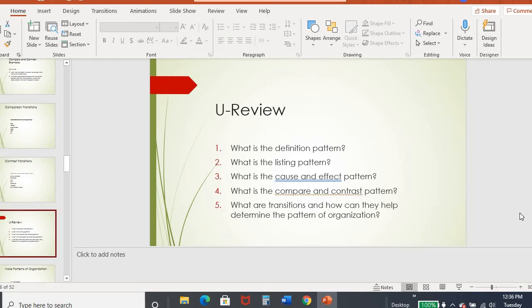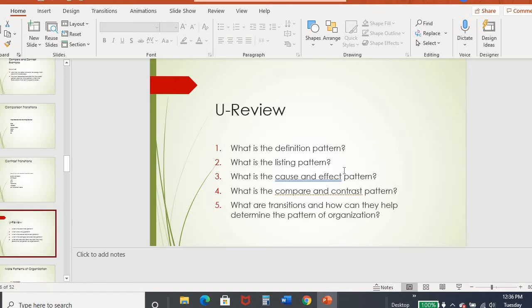Review these 4 before we go to the next. Definition pattern is when an author spends the time of their paragraph or longer, it could be several paragraphs, defining a word or phrase that's unfamiliar. And so they're going to use commas, dashes, parentheses, or words like is, means, defined as, known as, to let you know that they're defining a word.